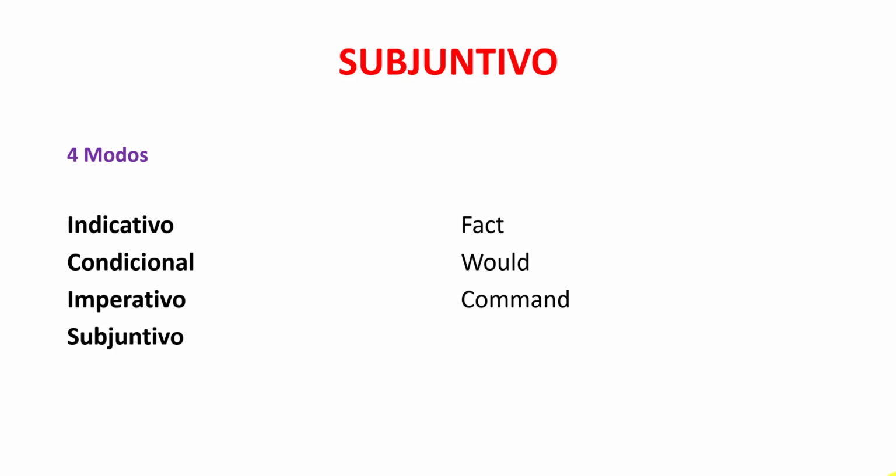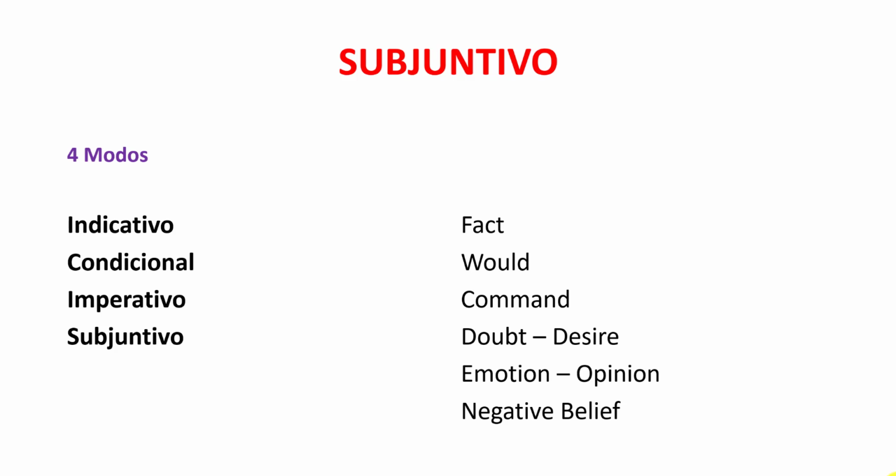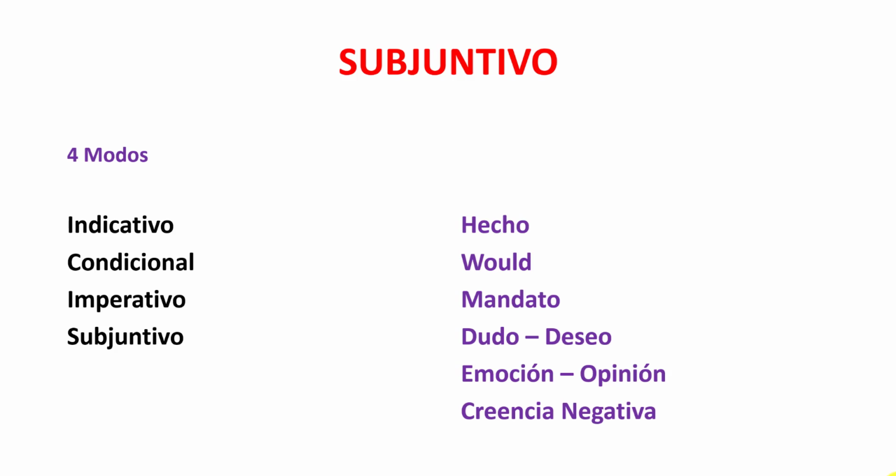So we have the indicative, which communicates facts, the conditional that communicates you would do something, the imperative, which communicates a command, and we have the subjunctive. So what does the subjunctive communicate when you are using it? You're communicating either doubt or desire, emotions or opinions, or a negative belief. In Spanish, a fact is a hecho. Would is just would. A command is mandato in Spanish. Doubt and desire are duda and deseo. Emotion and opinion in Spanish is emoción y opinión. And negative belief es una creencia negativa.